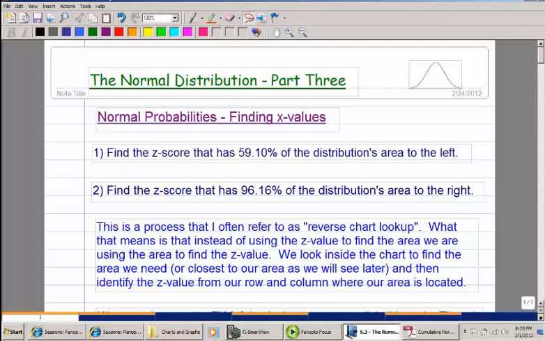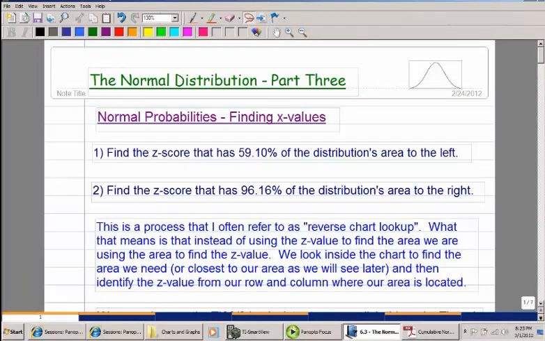This section I would like to title the Normal Distribution Part 3. What we're now going to do is actually use area under the curve to find specific values for x. Suppose we had a problem where we know the mean and standard deviation, and we know the percentile. Could we find the value that corresponds to that percentile? And yes, we can, using the techniques in this section.